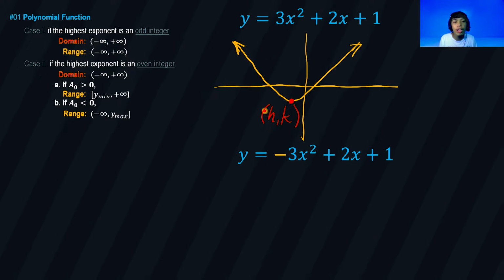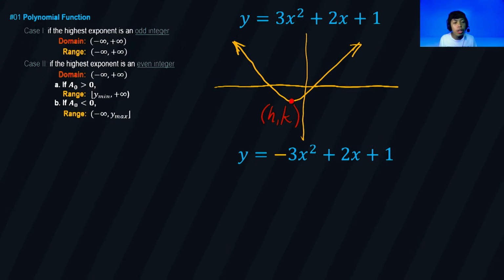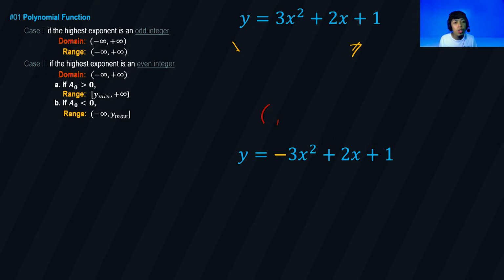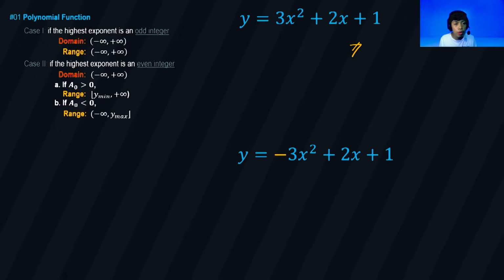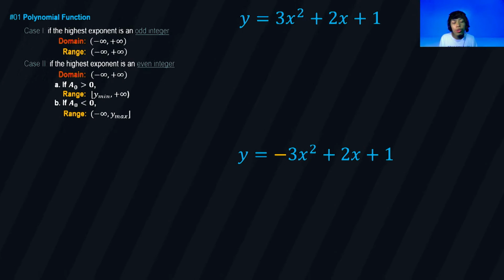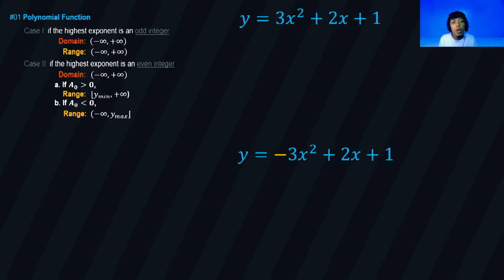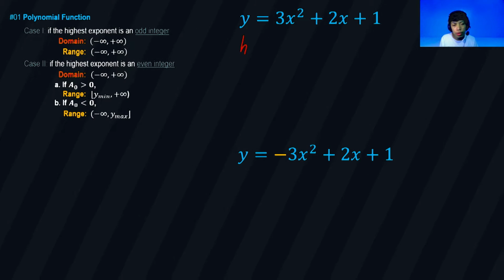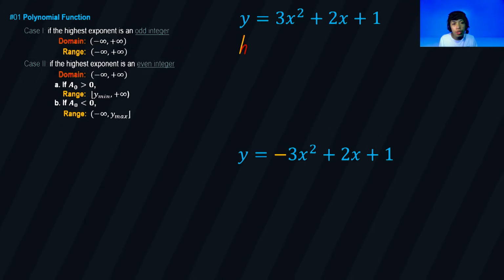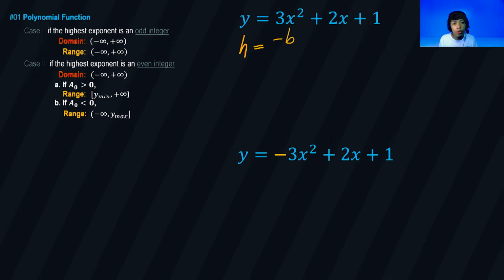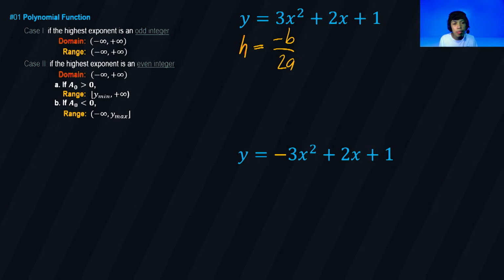So how do you do that? There are several techniques on how to find the vertex. You could transform this equation into standard form, as we have discussed during our synchronous meeting. Or you could also use this formula. To find the value of h, you could use this formula: h is equal to negative b over 2a. Now, what are these b and a?